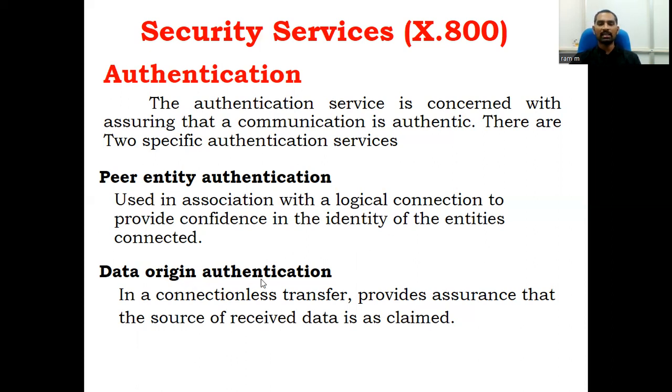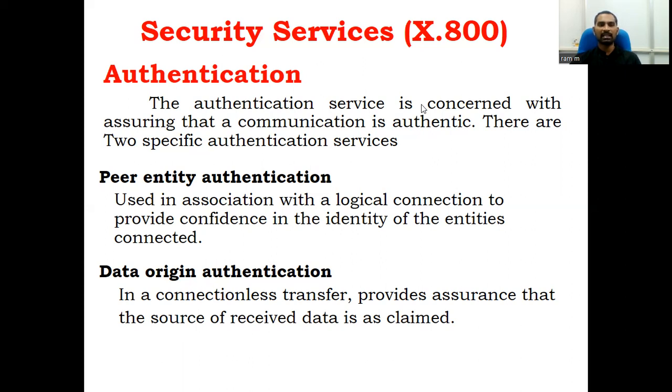Data origin authentication in a connectionless transfer provides assurance that the source of received data is as claimed. As I told you, the manager will send some message to all the employees. The manager cannot communicate with all the employees at a time, so he will send messages through some other mechanisms. There the employees will feel that the data originates from the manager. So this is the first security service provided by X.800 of ITU-T.